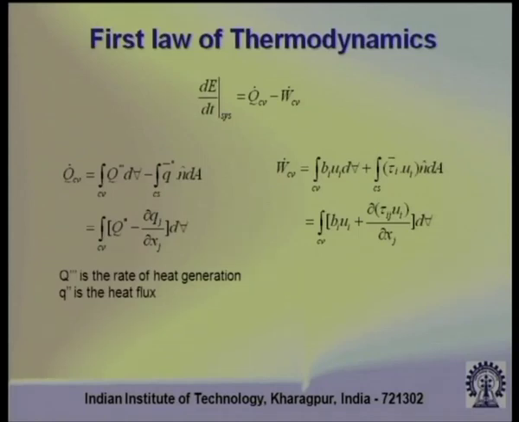In the first law of thermodynamics we write the rate of change of the total energy of the system as the rate of heat transfer to the system minus the rate of work done by the system. Here we have to remember that work done by the system is considered positive, and heat transfer to the system is considered positive. If it is in the opposite sense, it will come out as an algebraically negative quantity.